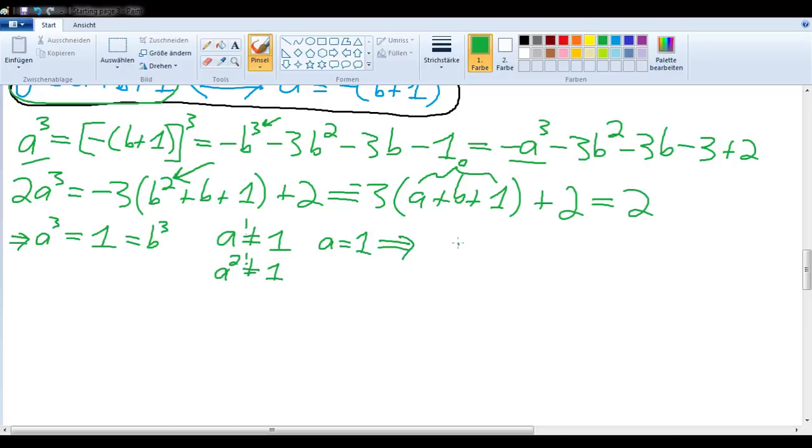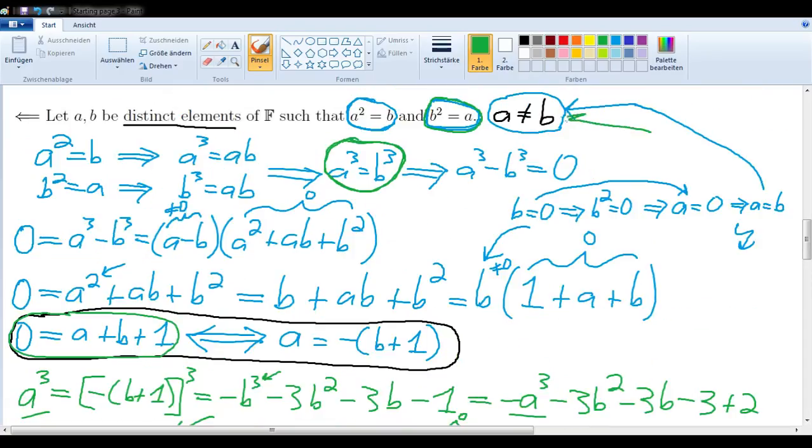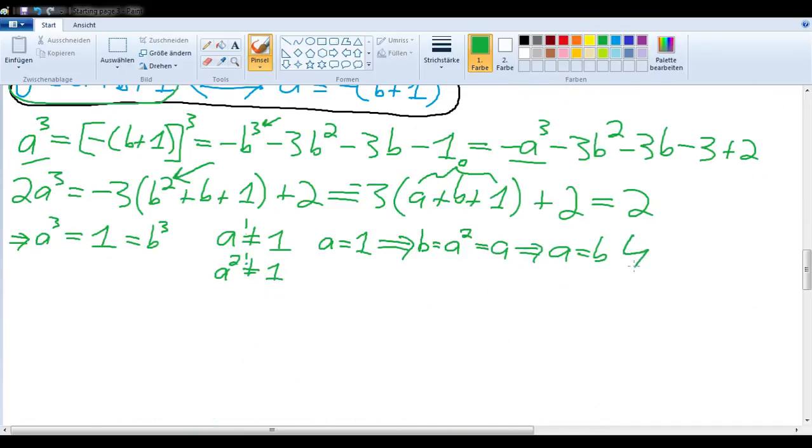that would mean, if we multiply both sides of those equations by a, that a squared is equal to a. But we know that b is equal to a squared, so that means a is equal to b. But we know a is not equal to b, so we have a contradiction, and a must be equal to something other than 1.